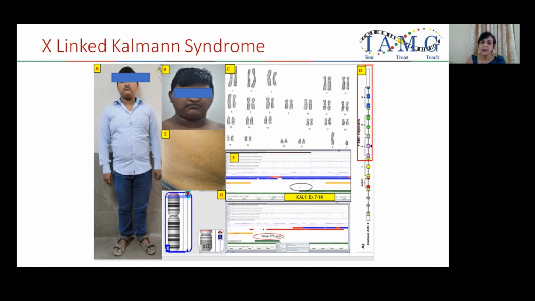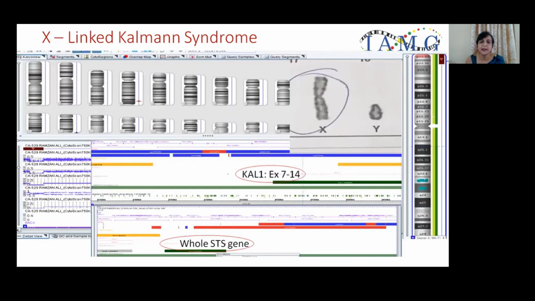So such interesting results can be there, and if you know the principle of a particular test, then you can order appropriately in a cost-effective fashion, and then interpret the results properly. So this again shows the same, the extra material on the chromosome X, which is because the P arm of the X chromosome is larger, and this showed this particular deleted region. So this is the Kallmann gene breakpoint, as well as the whole STS gene for ichthyosis is deleted.